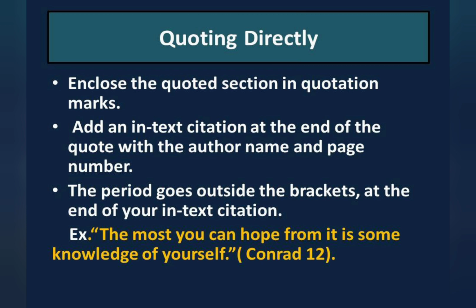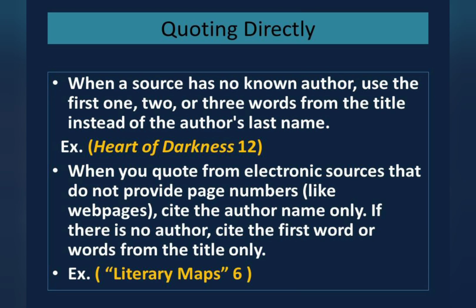Here we have enclosed the quoted section with the quotation marks, and inside brackets we have placed the author's last name and page number, that is Conrad space 12. Suppose a source has no author, you can include the title of the work instead of the author's last name. An example is given here, Heart of Darkness space 12.